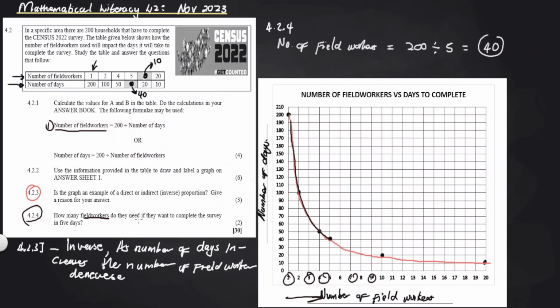How many field workers do they need if they want to complete the survey in 5 days? Number of field workers. Oh yeah, 40. You're correct. Why am I second-guessing the answer? Okay, this is question 4.